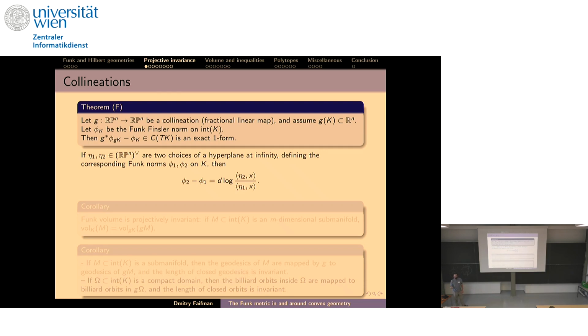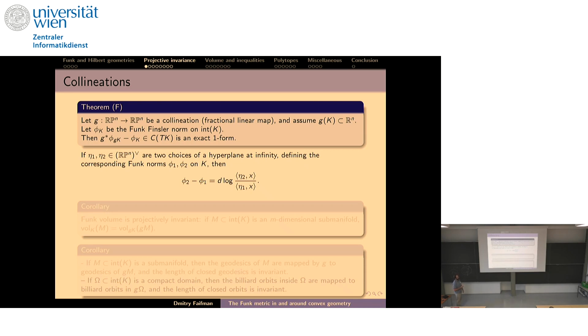If you fix one point in the dual projective space, say eta 1, then this is fixing the hyperplane at infinity in RPN that identifies the complement with an affine space. So if you have two such choices, that's like having two different Funk structures on a convex body in the projective space. So the difference between those two norms is given by this explicit expression.